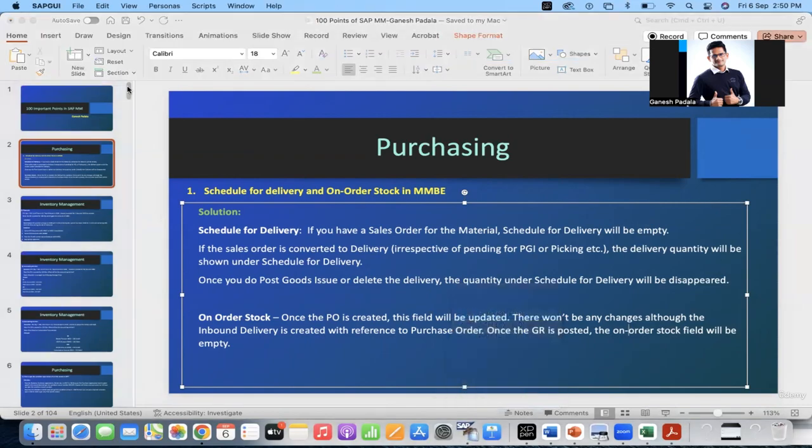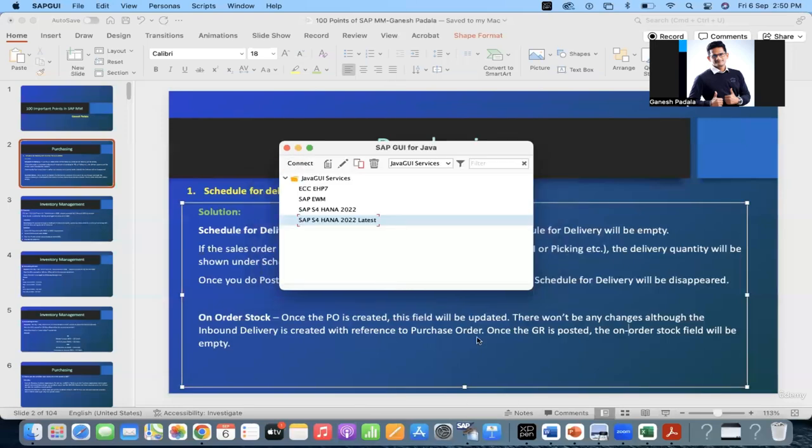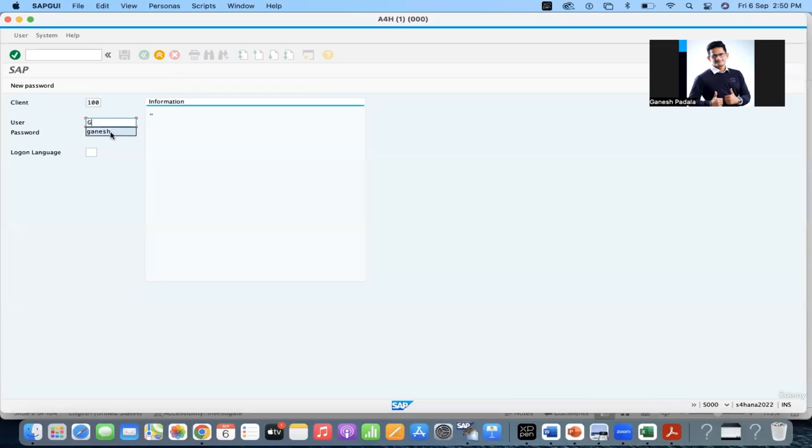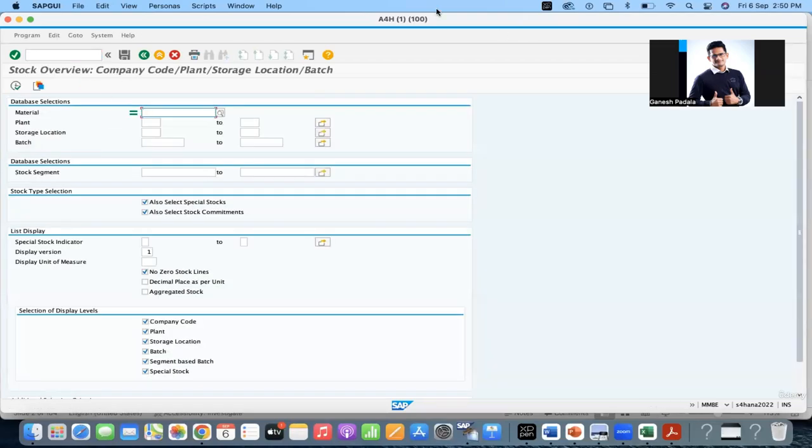We go to the SAP system, transaction /MMBE. Let me log into SAP. MMBE. In the bottom we'll see this screen. So let's keep it at the top.